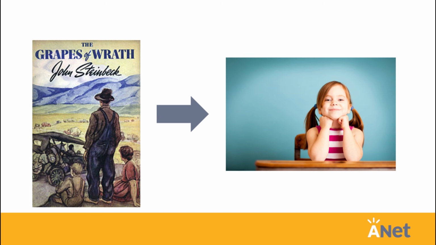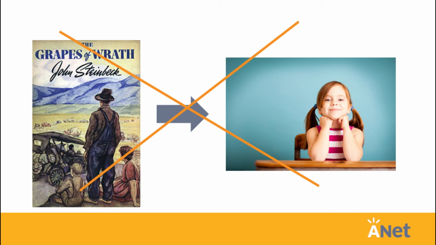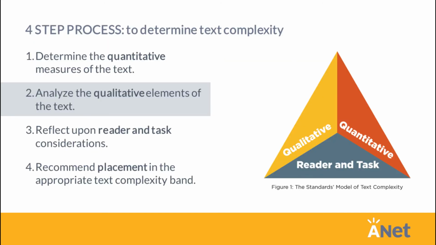But does this mean that we would want to teach this book in 2nd grade? No, and here's why. The topics and themes that Steinbeck captures in this book are far from simple, and that's why we have a multidimensional model for considering text complexity. So now let's move on to consider step 2, analyzing the qualitative elements of a text.